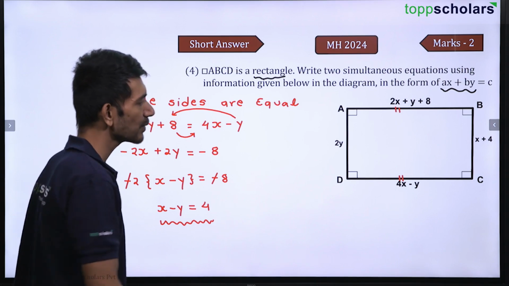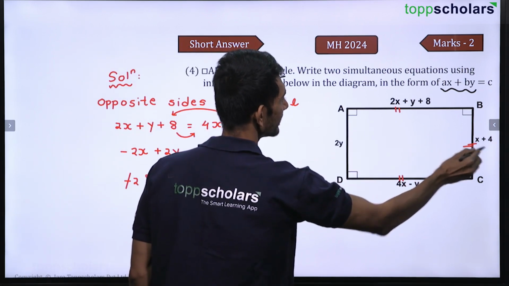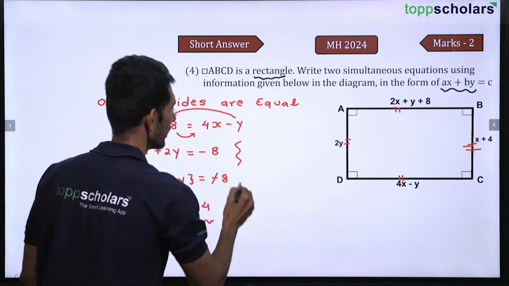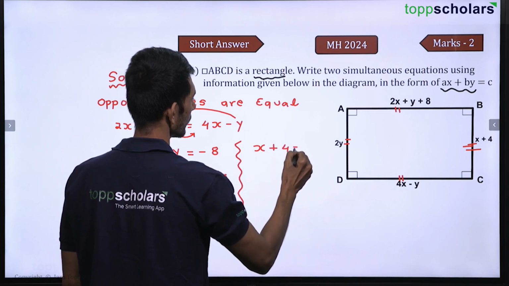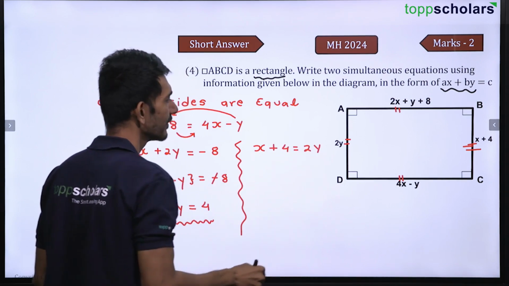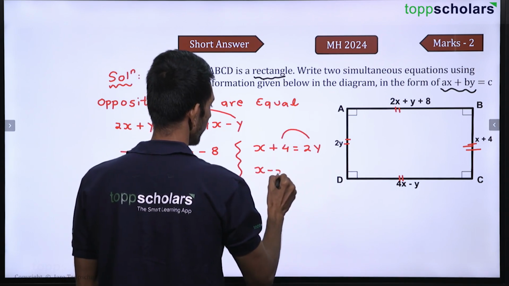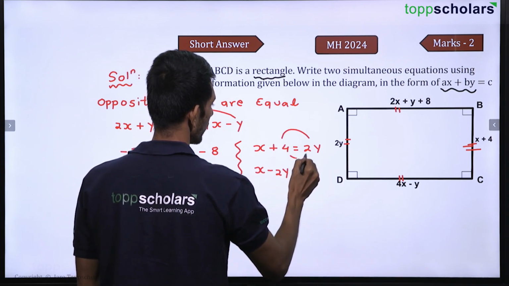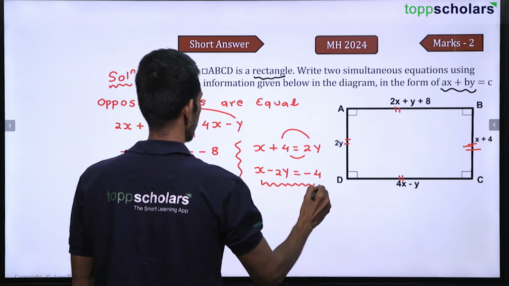Now what will be the second equation? The second equation you can get from here. That is, these two sides are also equal, right? I can write down x plus 4 is equal to 2y. So can I say x minus 2y is equal to minus 4? So this is the second equation.